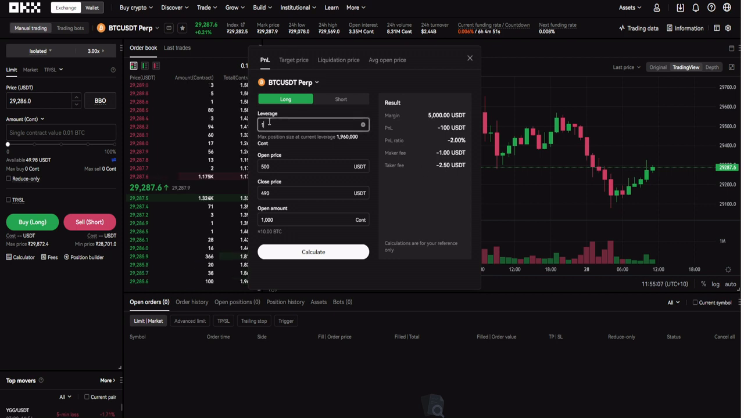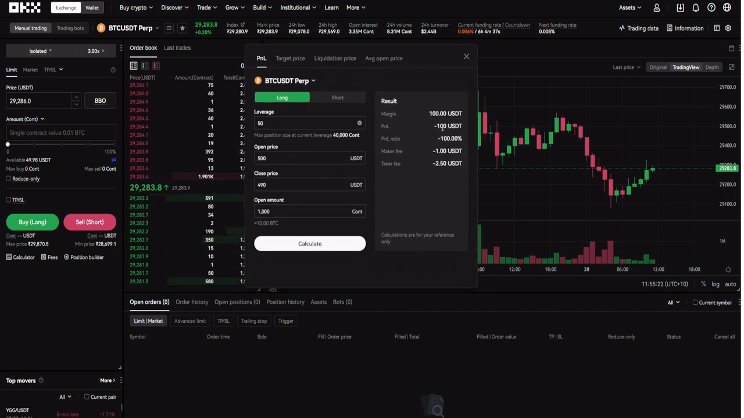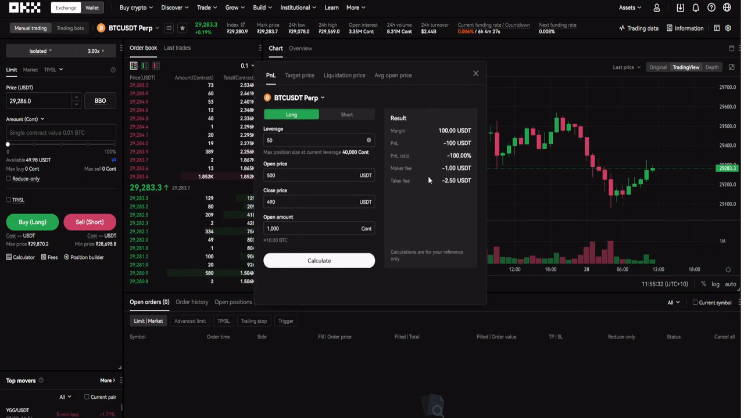We're going to see the same if we go to a higher leverage, right? Imagine we use 50x leverage. Chances are we're going to be liquidated before this even gets to our stop loss, but again, we open that 1,000 contract position at $500 with our 490 stop loss. We calculate that. Again, P&L does not change. Still lose $100. Fees do not change. Still lose that $2.50. So you can see that the leverage does not affect the fees at all.